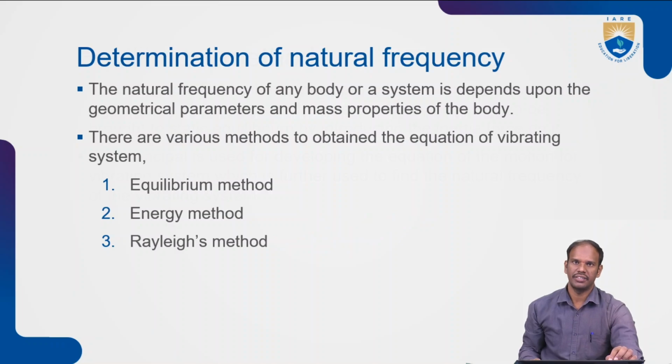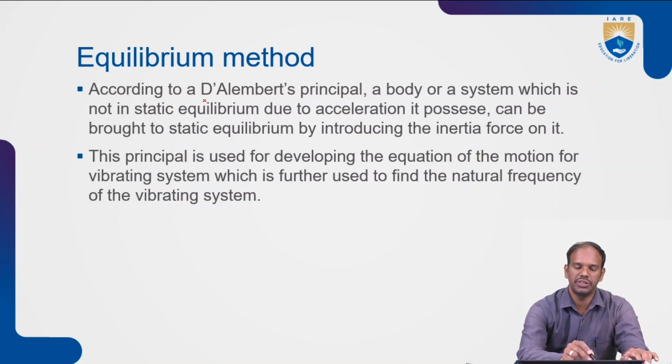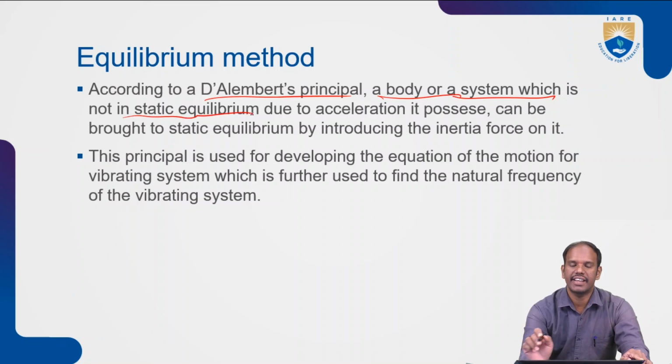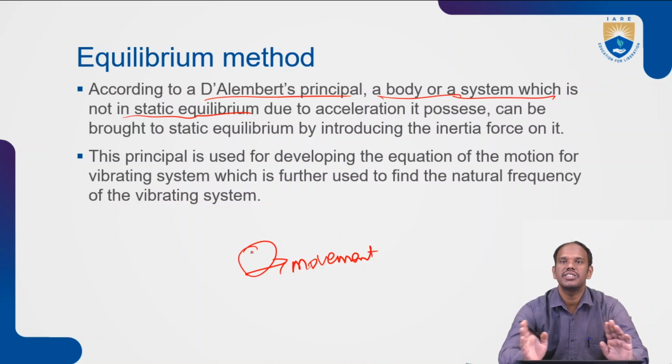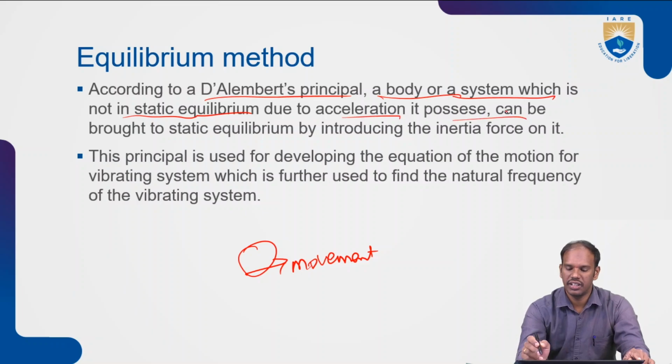again. So what is meant by the equilibrium method? According to D'Alembert's principle, which we already discussed in previous classes, a body or system which is not in static equilibrium, meaning there is some movement happening, if the body has some continuous movement, then due to the acceleration it possesses, it can be brought into static equilibrium by introducing equal inertia forces.